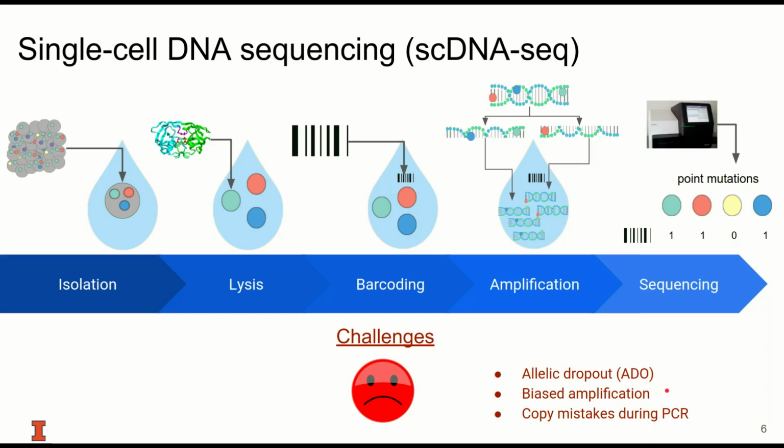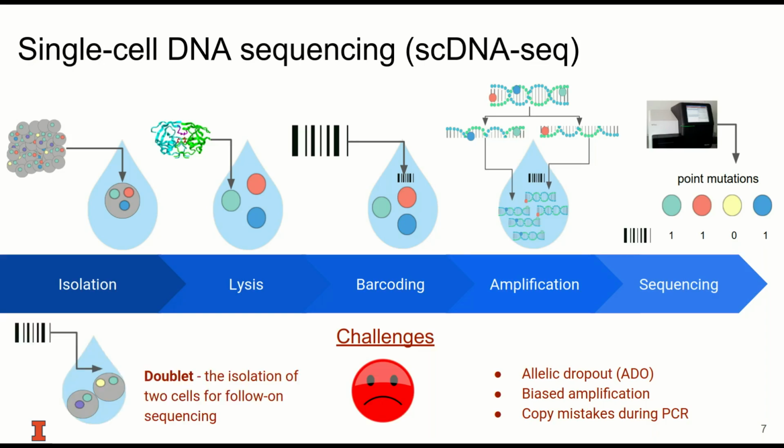Biases towards certain alleles can also occur, and also copying mistakes that occur during the amplification chemistry can lead to false negative and false positive sequencing reads. In addition, errors can also occur during the isolation stage, where instead of isolating a single cell as intended, two or more cells are captured in a droplet and linked to a single barcode. So this is what we refer to as a doublet and is the focus of our talk today.